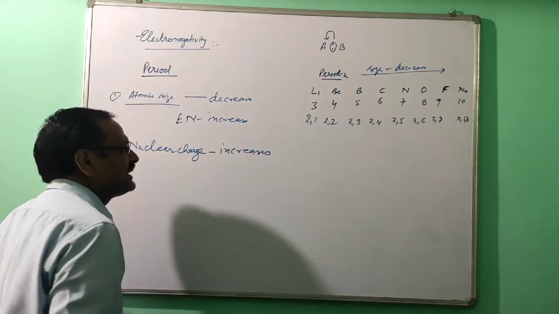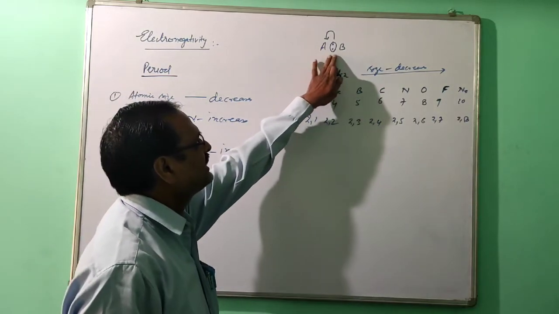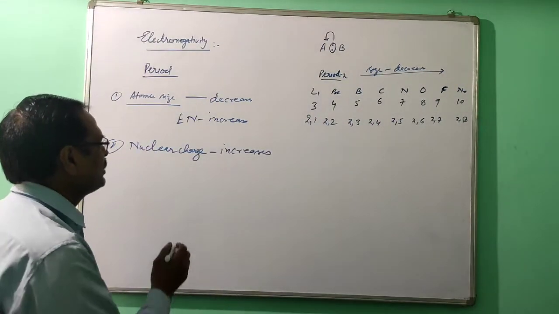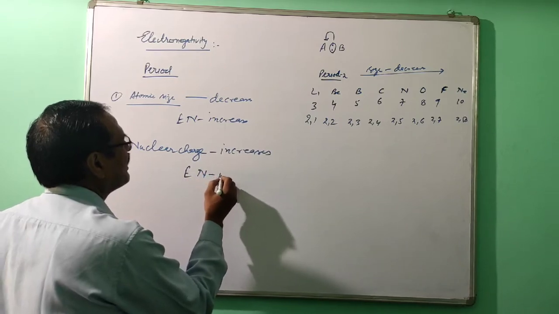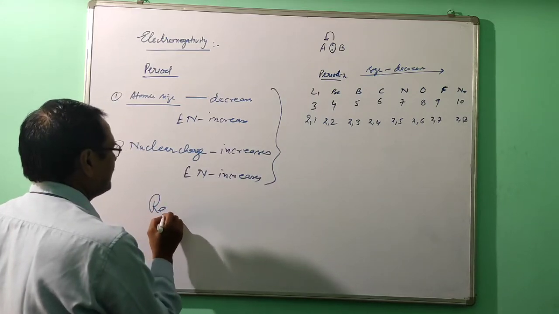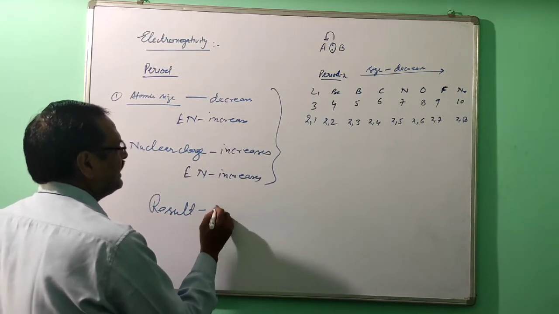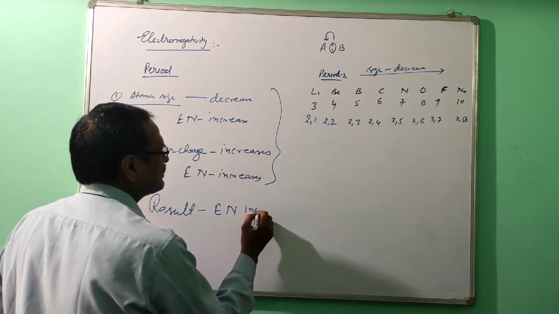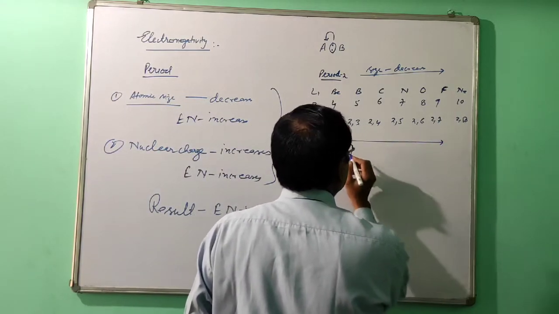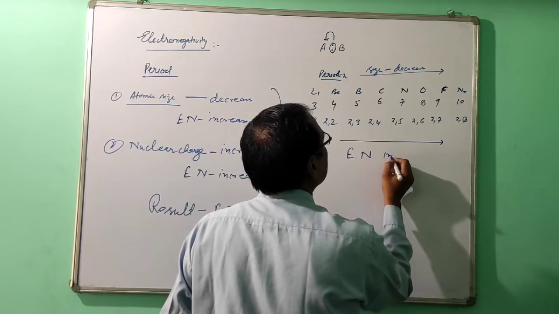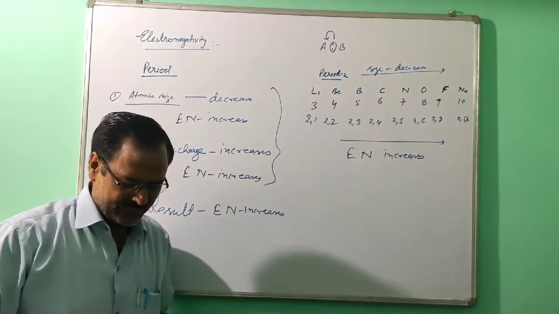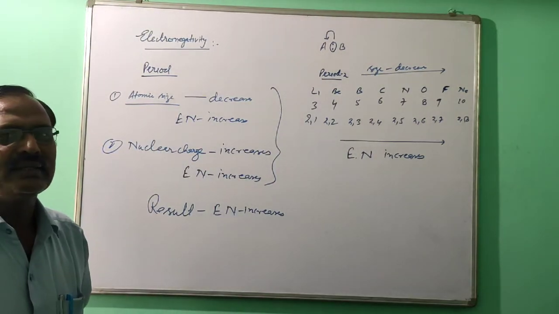So if the nuclear charge increases, the force of attraction on the shared pair of electrons, or the tendency to attract the shared pair of electrons, increases. So electronegativity increases. So what is the result? The result is that when you move in a period from left to right, electronegativity increases.